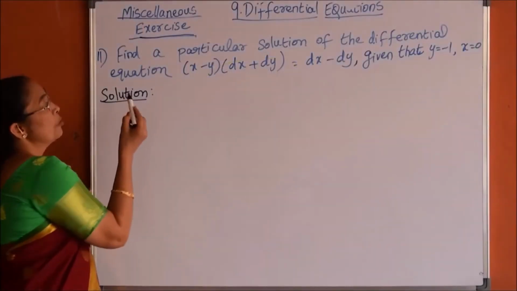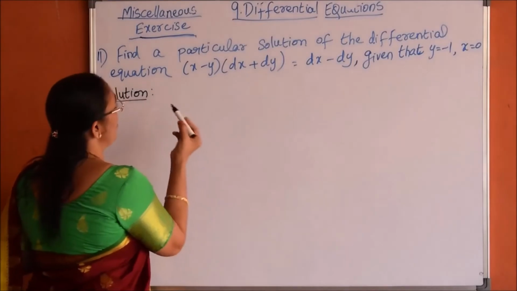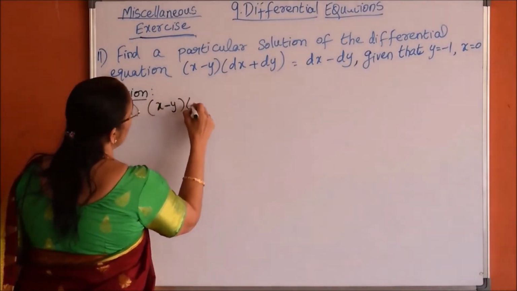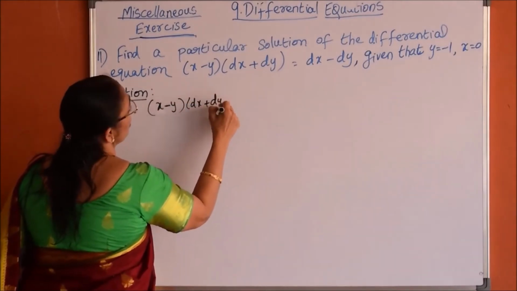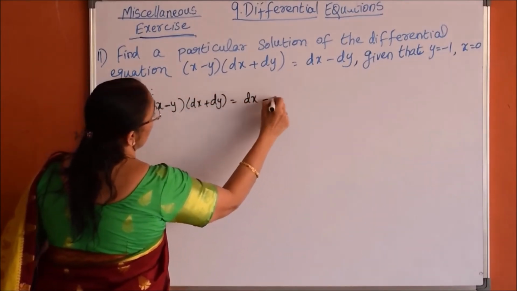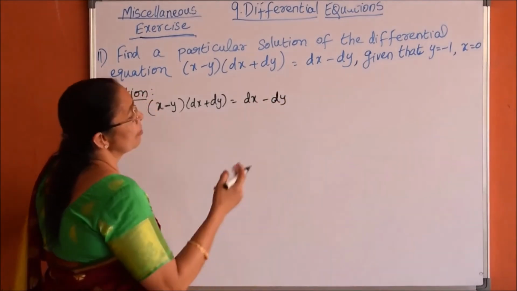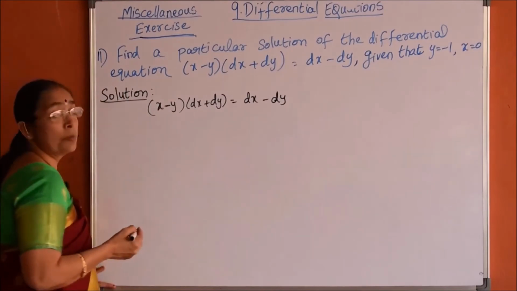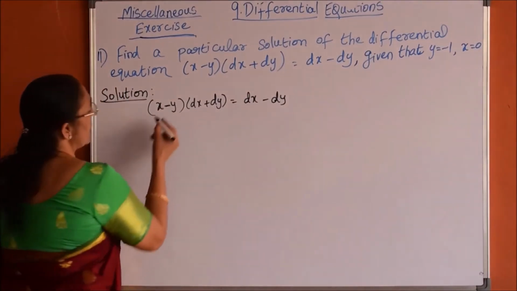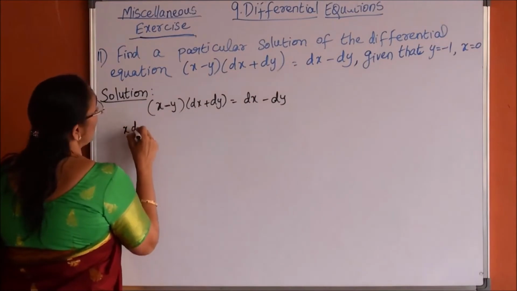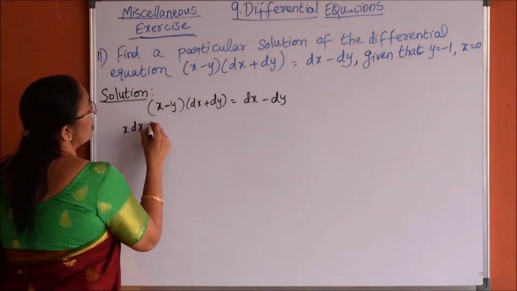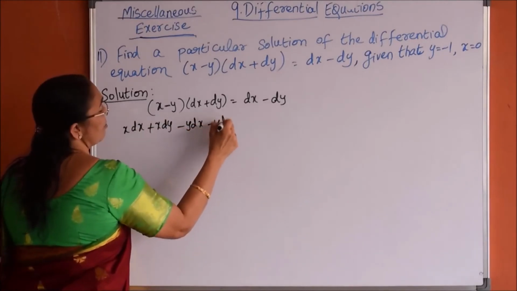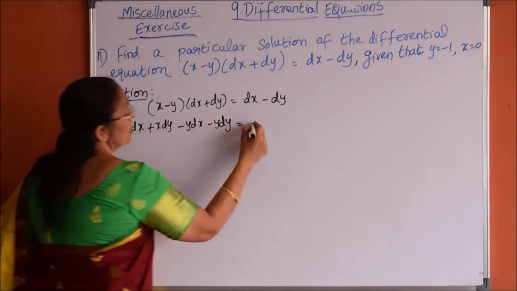11th problem: find a particular solution of the differential equation (x minus y) times (dx plus dy) is equal to dx minus dy, given that y is equal to minus 1 when x is equal to 0. First, let us arrange these terms and find out what dy by dx is. So, we can multiply: x dx plus x dy minus y dx minus y dy is equal to dx minus dy.